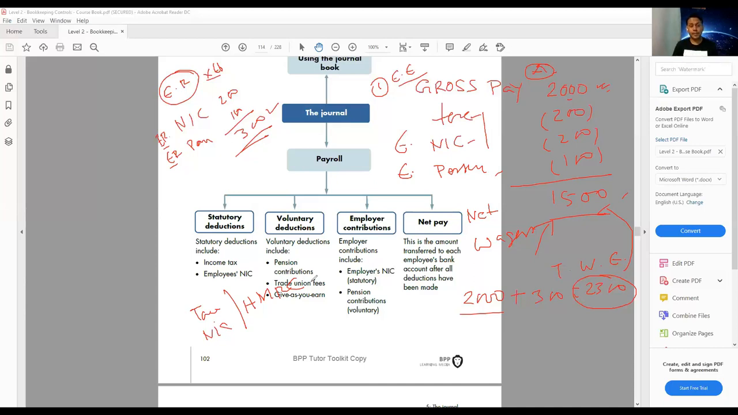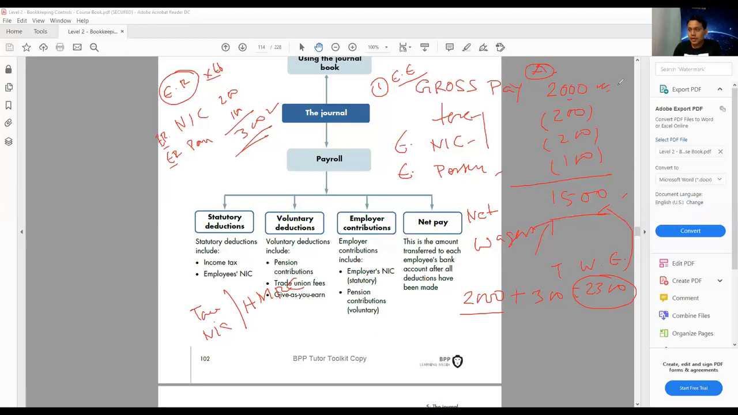You never pay pension to HMRC. Pension always goes to the pension authority. In the exam, never click that pension goes to HMRC. Pension goes to the pension authority, and tax and national insurance go to HMRC. So this is the basic understanding of payroll. Sometimes the employee contributes to the trade union. We're going to see it later on, but for the time being, just understand this, that will be helpful.